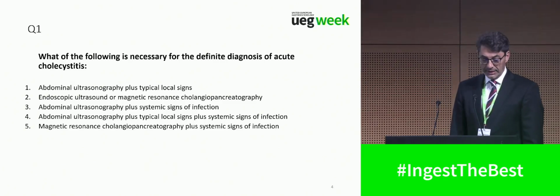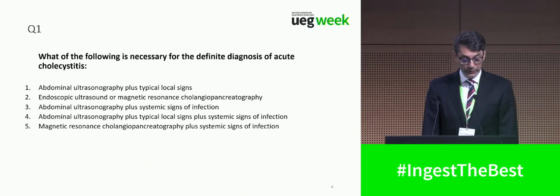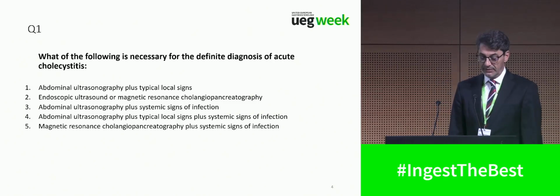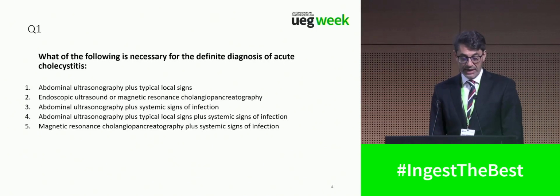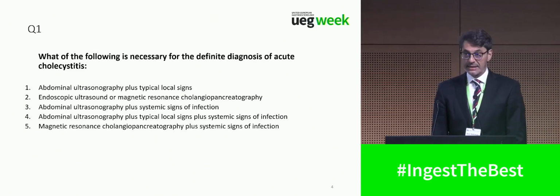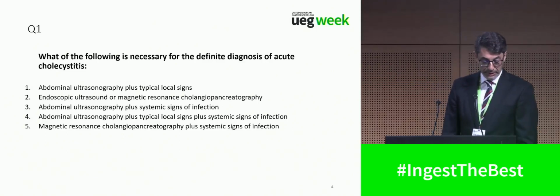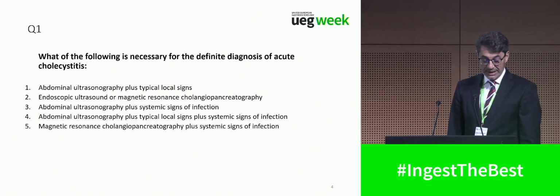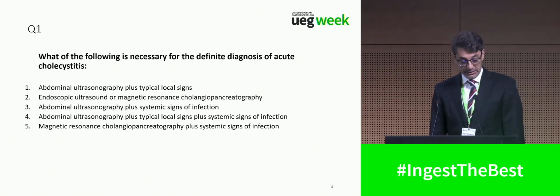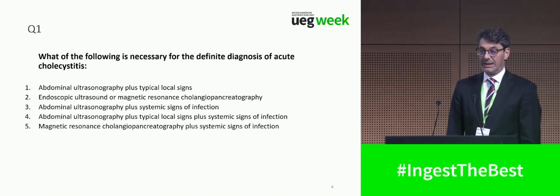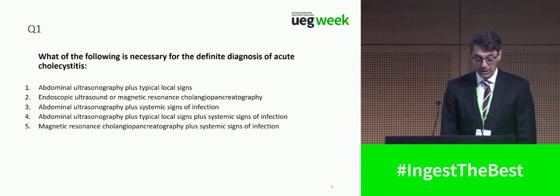So for the beginning, I have my first question. What of the following is necessary for definitive diagnosis of acute cholecystitis? Is it abdominal ultrasound plus typical local signs? Endoscopic ultrasound or magnetic resonance cholangiopancreatography? Abdominal ultrasound plus systemic signs of infection? Abdominal ultrasound plus typical local signs plus systemic signs of infection? Or just MRCP plus systemic signs? Please vote for the correct answer.